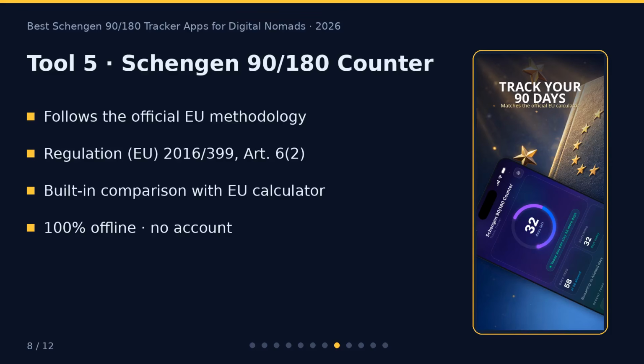Tool 5 is Schengen 9180 Counter, and it is the one I use daily. Its algorithm explicitly follows the methodology of the official EU short stay calculator and Regulation 2016/399, Article 6.2, and the app even includes a built-in comparison against the official calculator, so you can verify the math yourself. It is fully offline, requires no account, and keeps your entire travel history on the device. On the 4 criteria from earlier, official methodology, planning, offline, privacy, it is the only app in this roundup that explicitly commits to all 4.